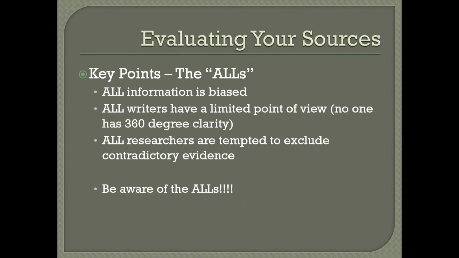Second of all, writers have a limited point of view. No one has 360-degree clarity on anything. We all have a limited amount of knowledge, awareness, perspective, etc. And so even if somebody has 27 PhDs, they still have a limited point of view. They only know what they know, and they don't know everything else. Okay? So everybody is biased. Everybody has a limited point of view.